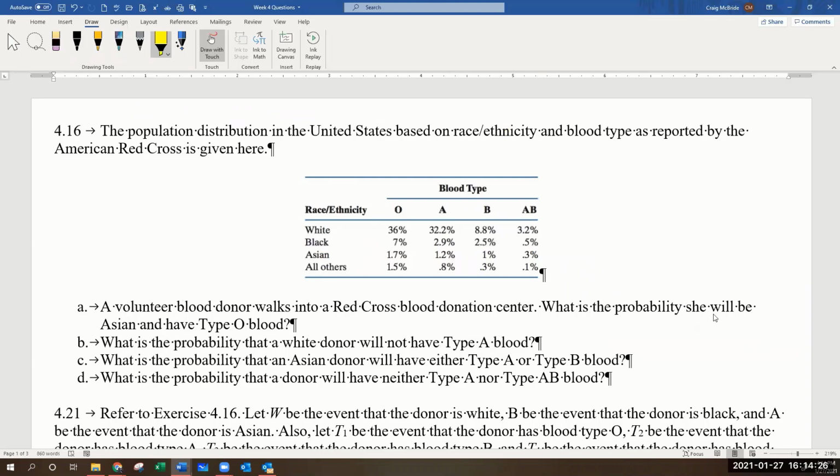So the first one, she'll be Asian and have type O. So that's simply just this number, 1.7. Exactly. Now the second one, probability that a white donor will not have type A. So white donor not have type A means they have to be white, right? And they have to be everything other than A. So it's simply going to be add those three numbers together.